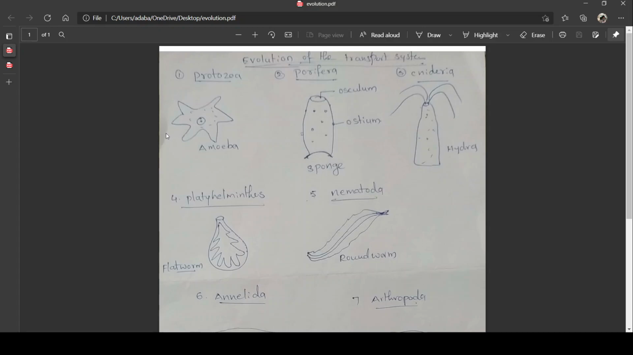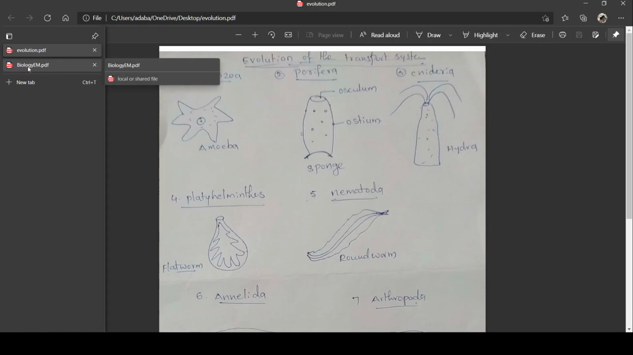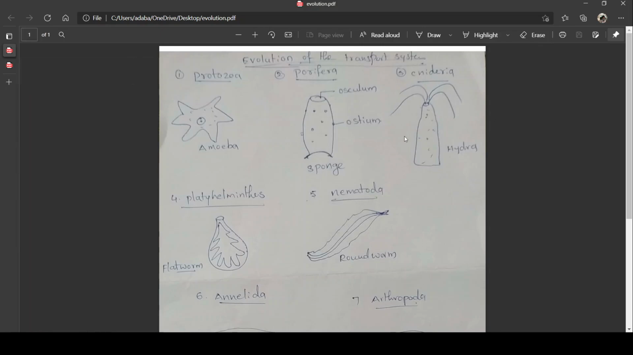And the next one is the next phylum. In this Cnidaria, digestive system and transportation of nutrients to each and every cell of the body.